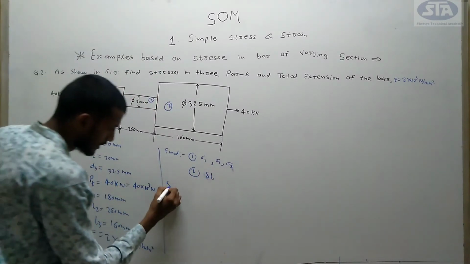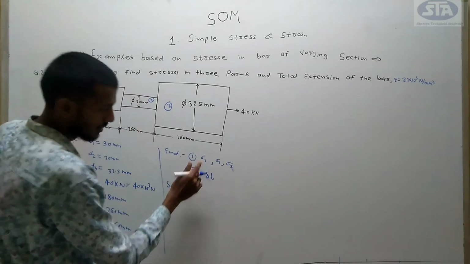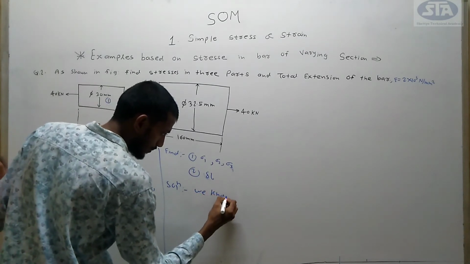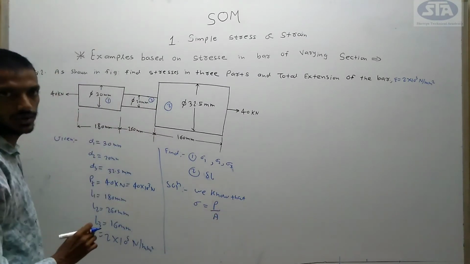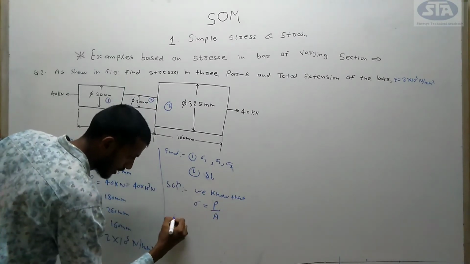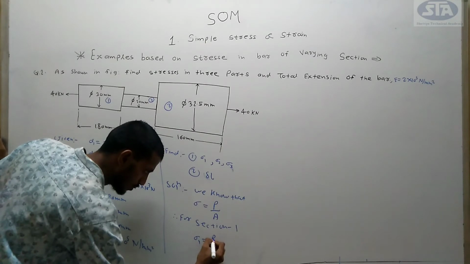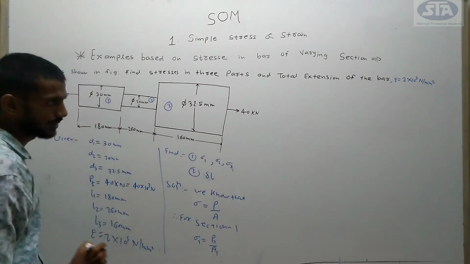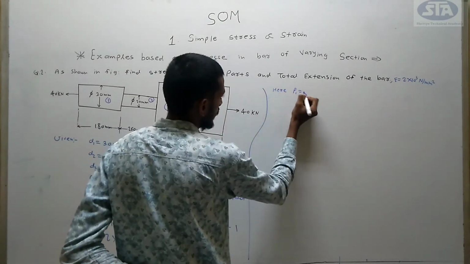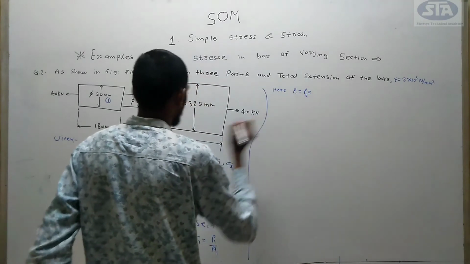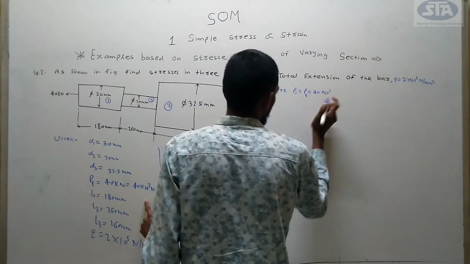Now the solution for section number 1. For section number 1 we have to find stress 1. We know the basic formula of stress: sigma is equal to force upon area. So for section 1, sigma 1 is equal to P1 upon A1. Here P1 is equal to P, the tensile force, which is 40 kilonewton, already converted to 40 into 10 raised to 3 newton.